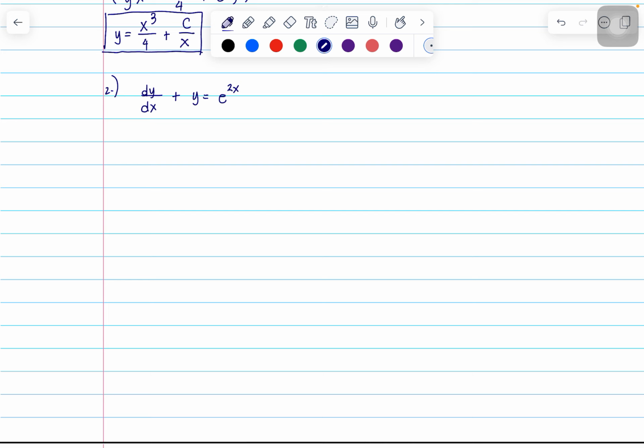Now, this already follows the equation dy over dx plus p of x times y is equal to q of x. So basically, what is your p of x? P of x is basically 1, and q of x is e to the 2x. So what is the formula again for this equation?